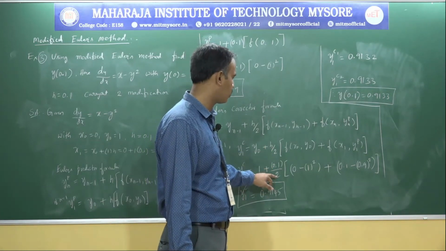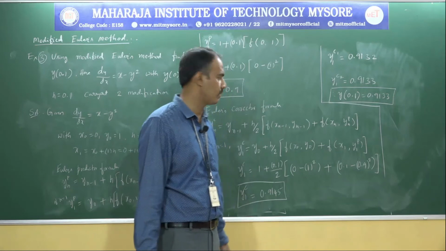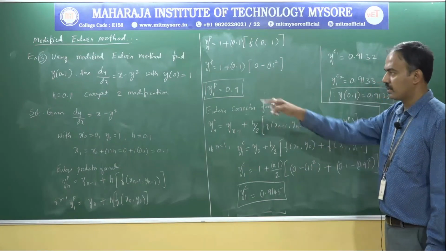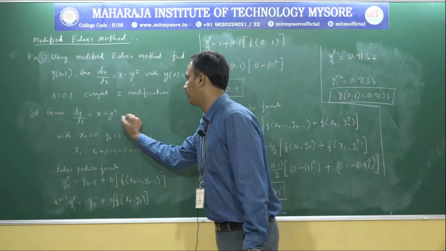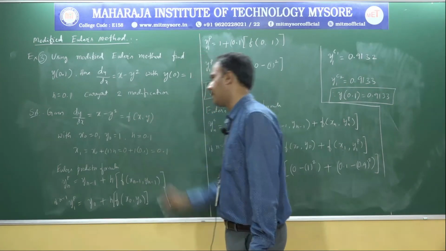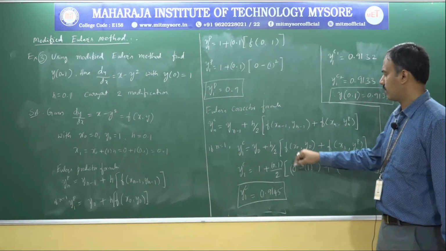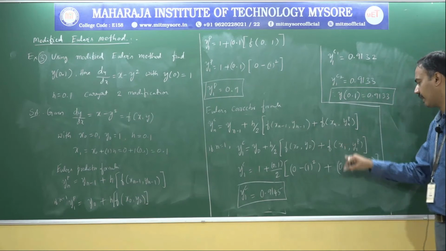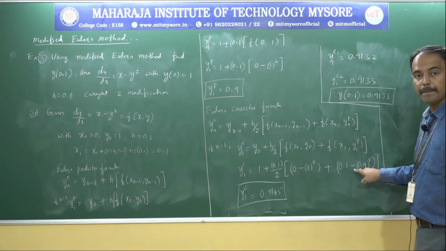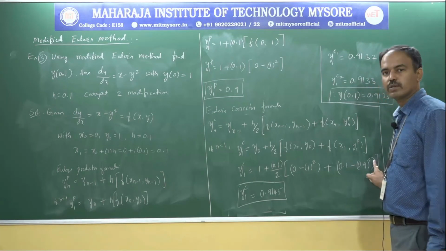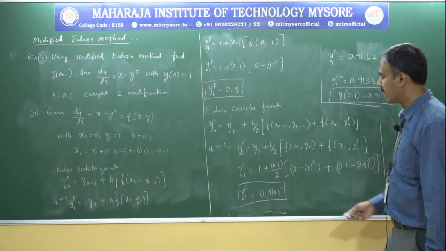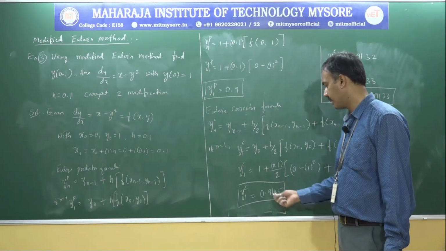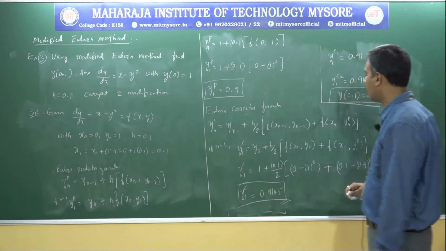With denominator 2, f of x_0 comma y_0 we specify in terms of the particular function form. We assign the particular function f of x comma y, which is x_0 minus y_0 squared, plus f of x_1 comma y_1^p. Here x_1 means 0.1, minus 0.9 whole squared. Now using a calculator, we find y_1^c is equal to 0.9145.